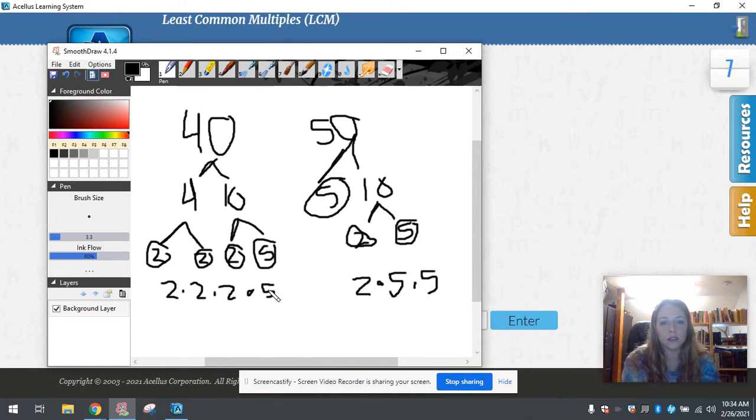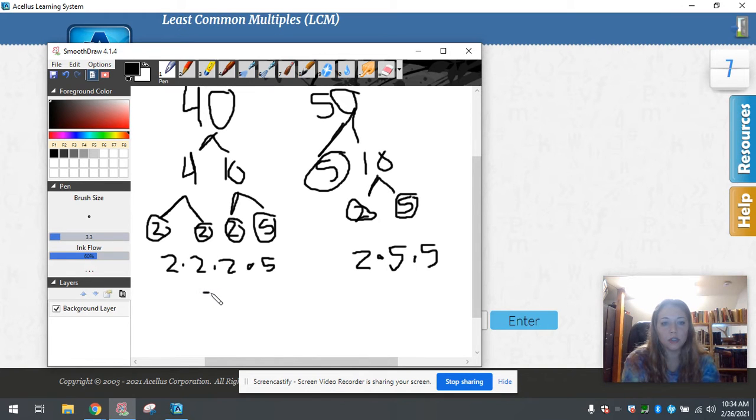When they did this in the video, they wrote the repeated factors with exponents. So 2 times 2 times 2 can be written as 2 to the power of 3. 5 times 5 could be 5 to the power of 2.